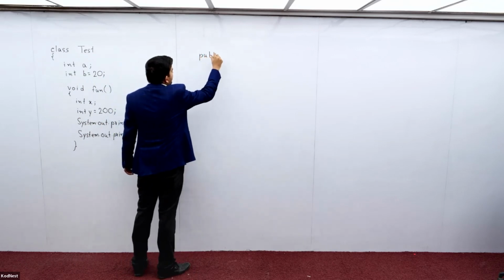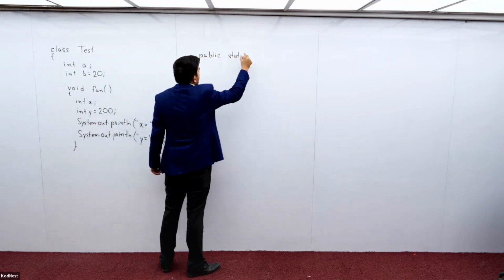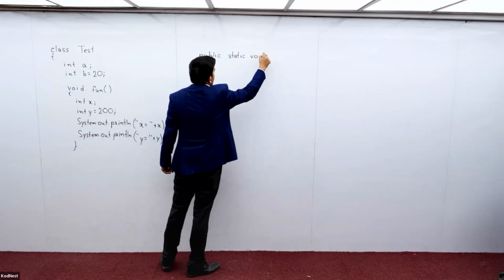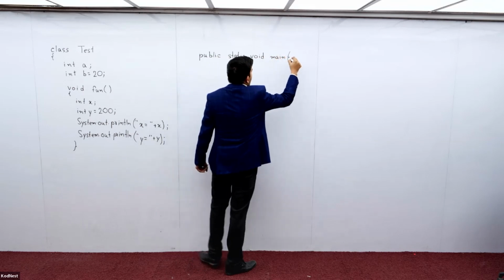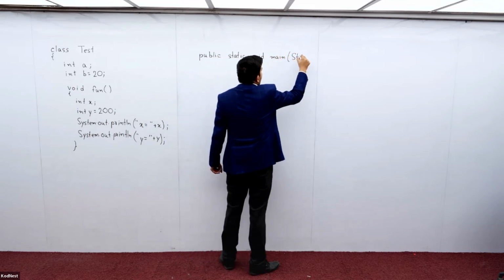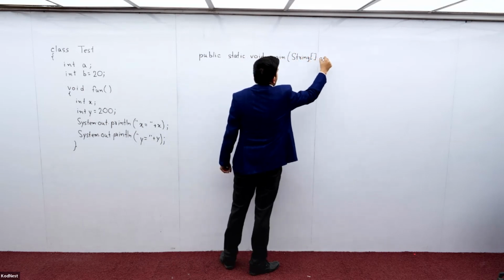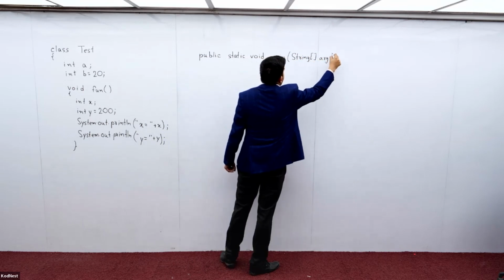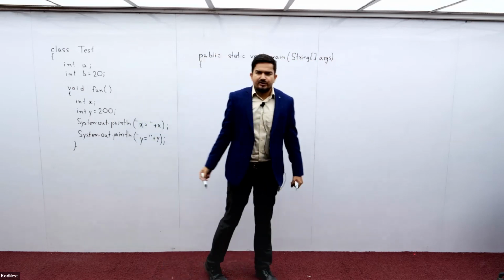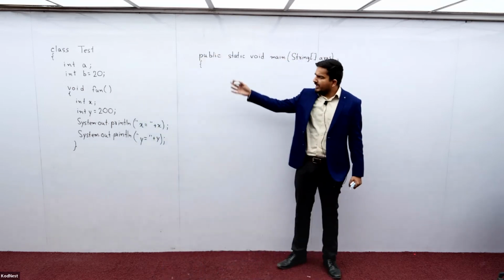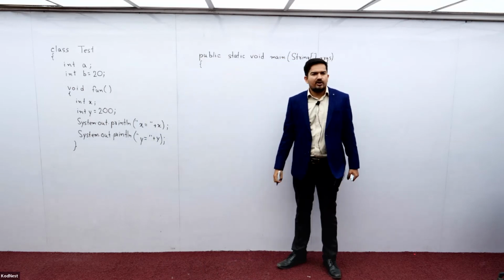The main method in Java looks like public static void main. We know that the main method of Java is also going to accept a String array of arguments. Maybe something like this. Inside the main method of Java, what I want to do is access the state, that is a and b. I also want to call the method called fun.